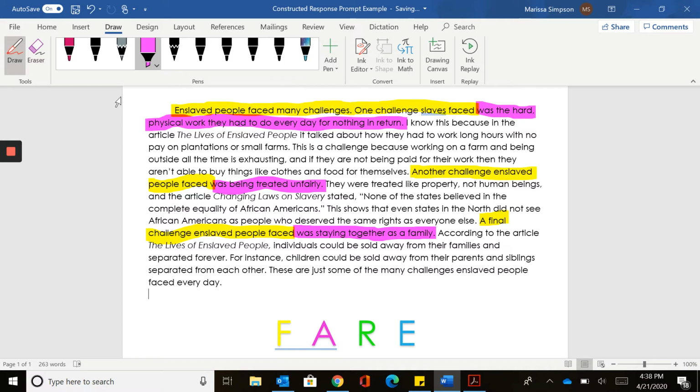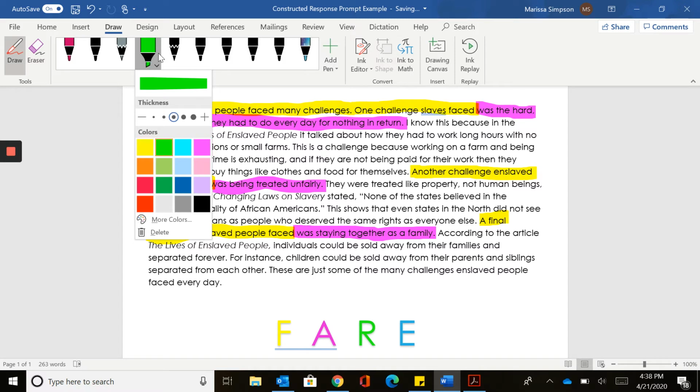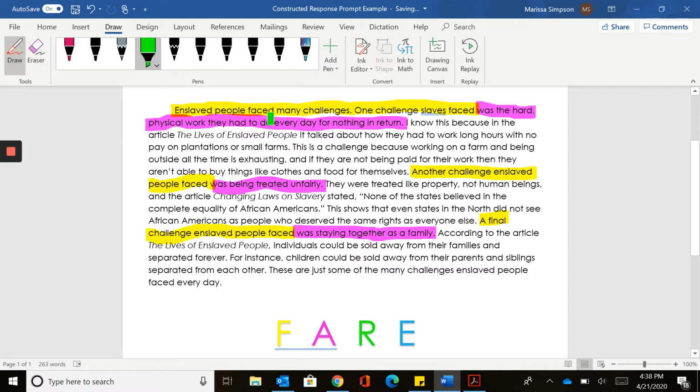Okay, so let's go back in and see where I referred to the text and where I explained that evidence. So I'm going to change over to green for my highlighter. And so for my answer, one challenge was they had to do hard physical work every day. I talked about how in the article, The Lives of Enslaved People, it talked about how they had to work long hours with no pay on plantations or small farms.